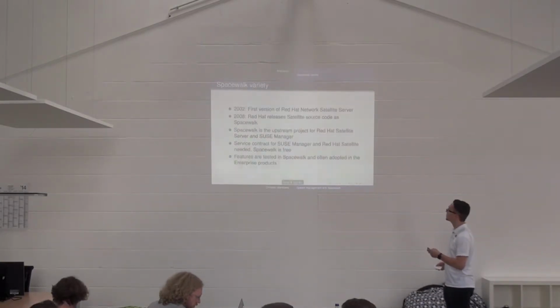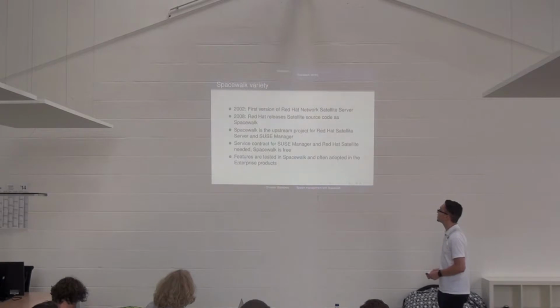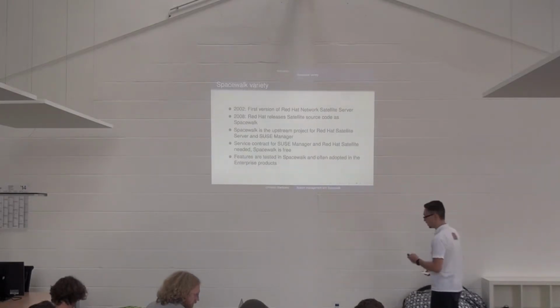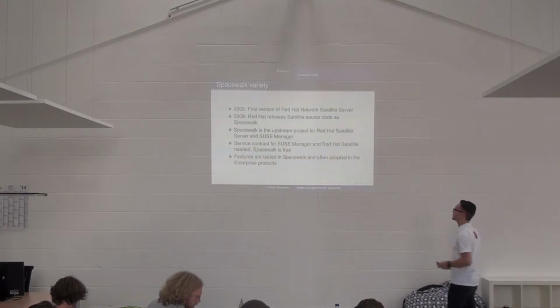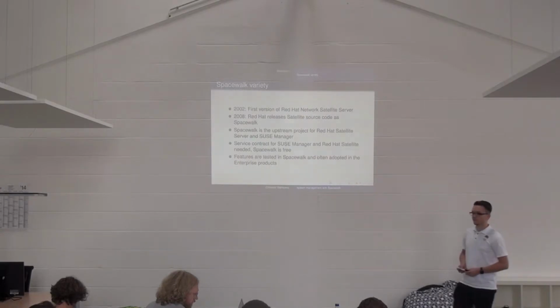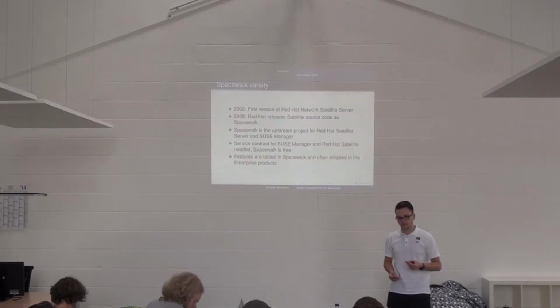But there's also a big Spacewalk variety. To have a look at the history, in 2002, Red Hat released the first version of Red Hat Network Satellite. And later in 2008, they released the source code publicly as Spacewalk. And since then, Spacewalk is the upstream project for Red Hat Satellite Server and SUSE Manager. SUSE Manager and Red Hat Satellite are enterprise products, and you need a service contract to use them. And Spacewalk is a free version you can use. And often features are tested in Spacewalk, and when they are stable enough, they are ported to the enterprise products.